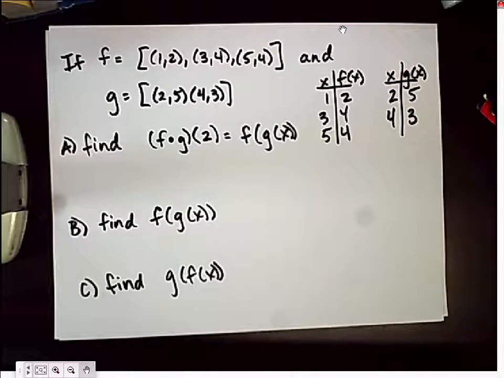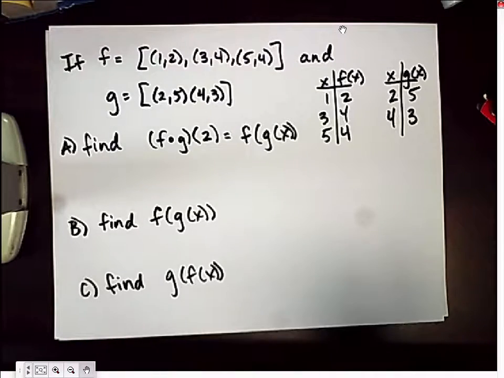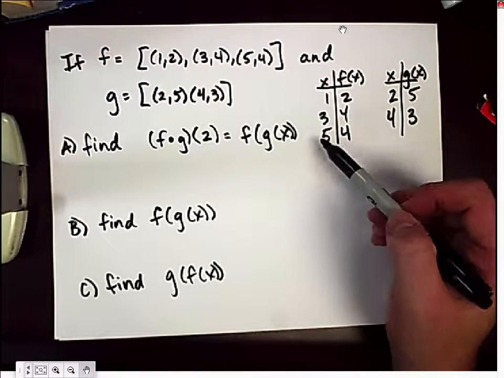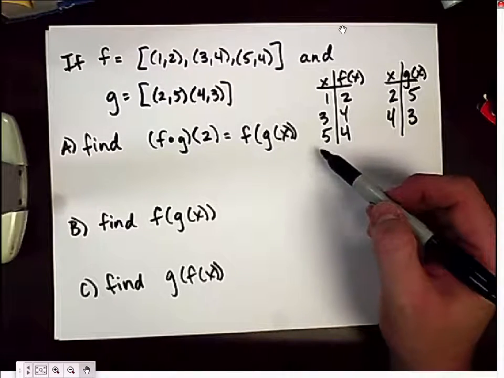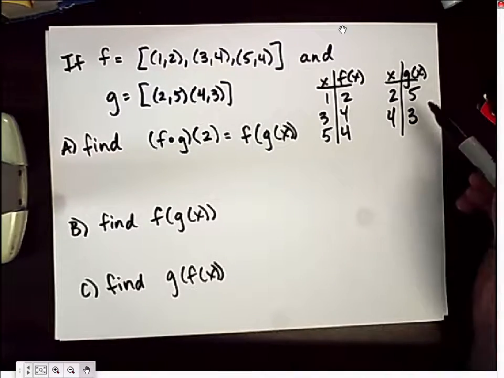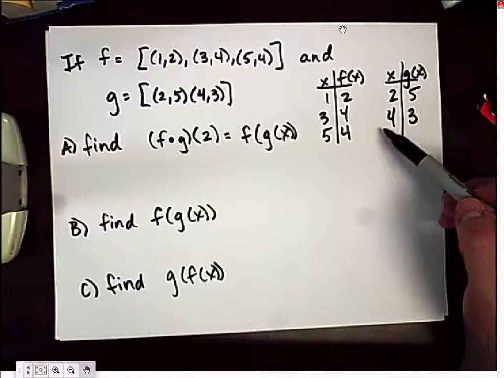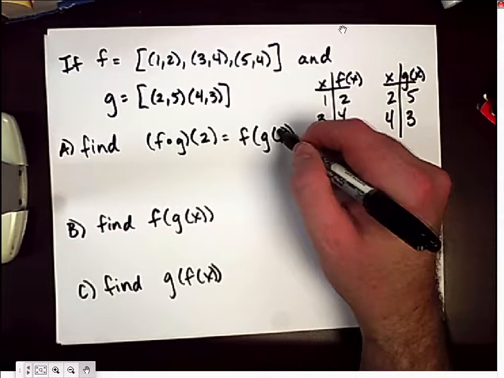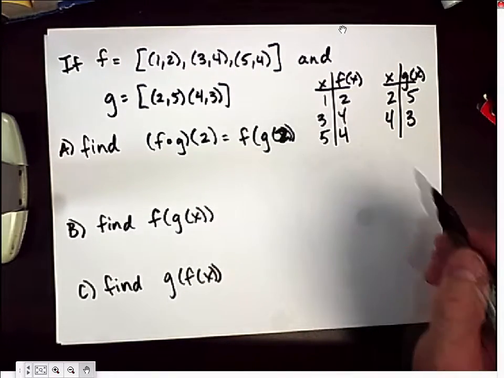So here we don't know the rule. We don't know if it's squaring or what. We don't know what it's doing. But we know that when you plug in a 1, you always get 2. When you plug in a 3, you always get 4. When you plug in a 5, you always get 4. When you plug in a 2, you get 5. When you plug in a 4, you get 3 in this function. So, this should have been a 2 right here, sorry, instead of x, if you were copying me.